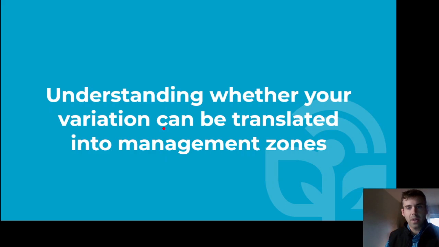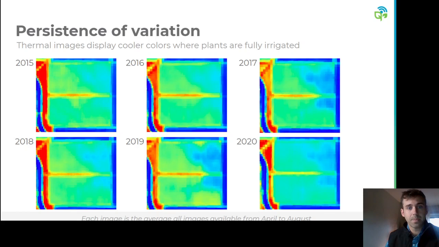So understanding whether your variation can be translated into management zones is really important. That means not all the variability is worth managing. Here we have an example in which it's clearly worth managing, and it's because it's very persistent. We have here 6 years of data, and in these 6 years of data, we can see a very clustered pattern in which the northeast of the block has a different water status.